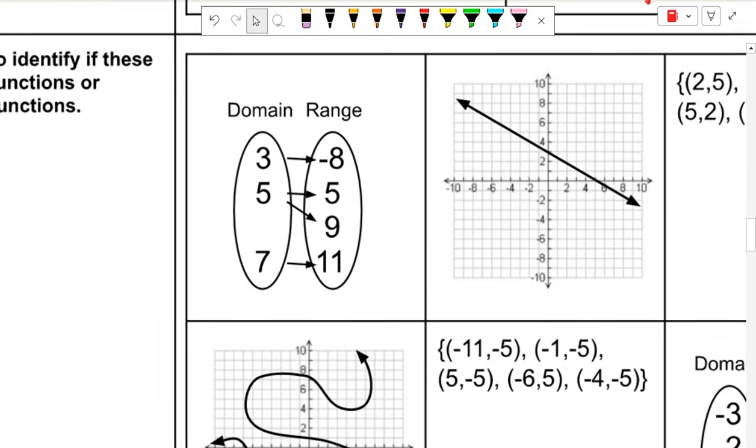And if you look carefully, you can see that 3 exactly belongs to -8 one time. But the problem here is 5 belongs to 2 different outputs. So how would that be with a function? It just can't happen. You can't put 5 in and get a 5, and then do it again and get 9. It's just not going to work. So this is not a function. And in the Google form, you'll use all lowercase letters, and you'll write not a function.